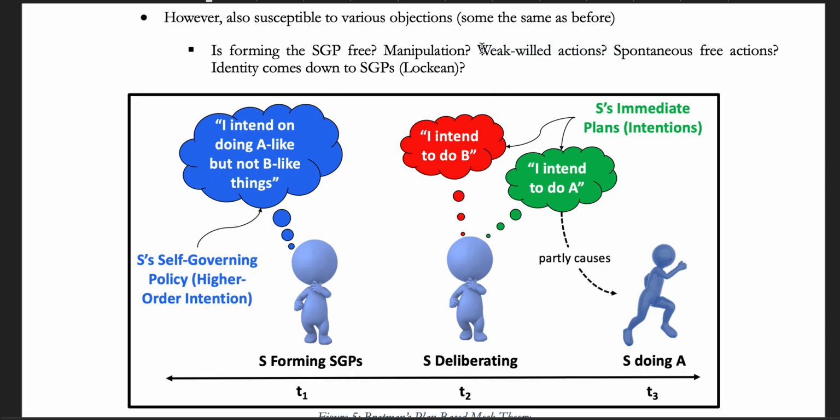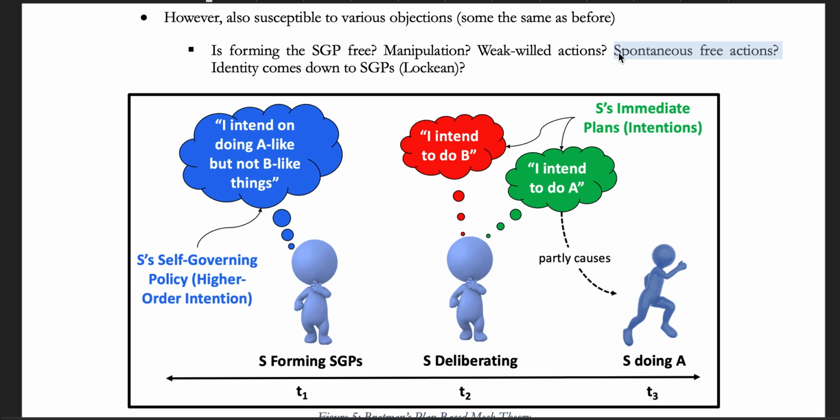Well, if you're not really a severe addict yet, and it's just weak-willed action, people are going to want to think, well, can't weak-willed actions be free? And it's not clear how they can on Bratman's view, at least some of them. How about spontaneous free actions? Some people think you can just spontaneously do something that's free, even though it doesn't align with anything, and you might not even be thinking.